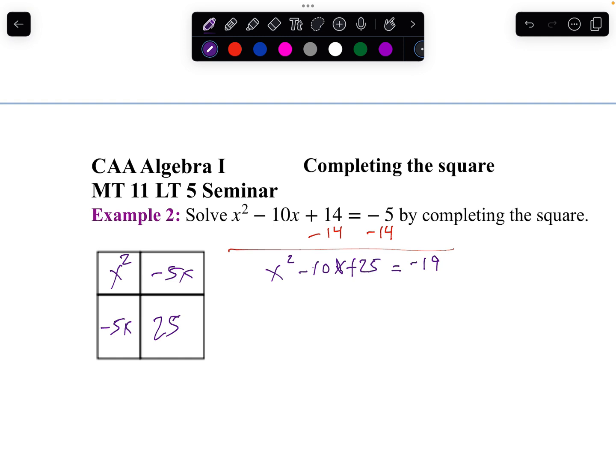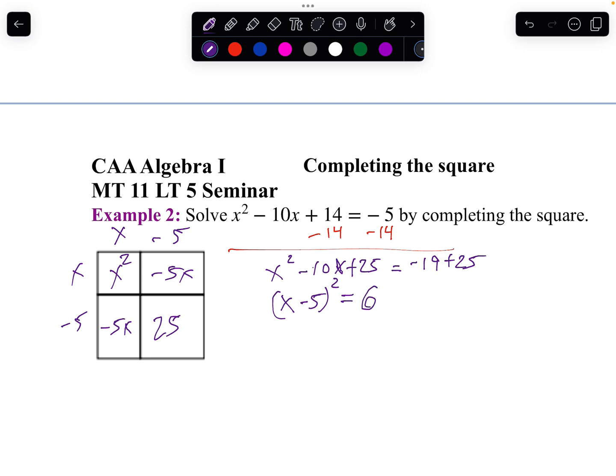So I add 25 to one side of my equation. Well, I can't just magically add it to one side. I have to add it to both sides. Now I can factor that left side. Notice that's x minus 5. So I can say x minus 5 squared equals negative 19 plus 25. Well, that'll be 6, won't it?